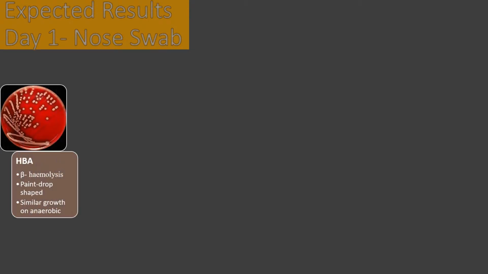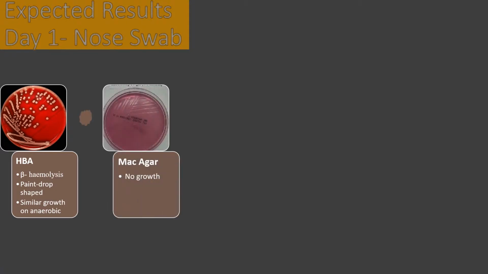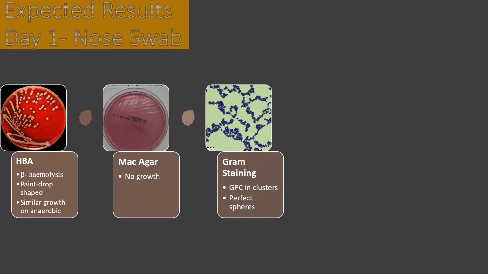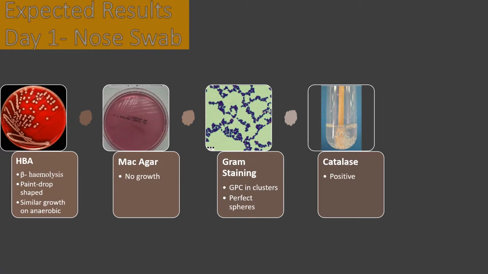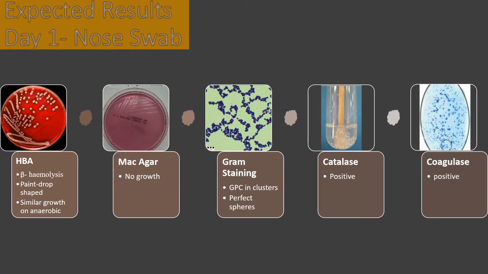For the nose swab culture results, we would see beta hemolysis on round paint-drop-shaped colonies on aerobic HBA and just about the same amount on the anaerobic. No growth on MAC, gram-positive cocci, which look like perfect spheres, catalase positive, indicating a staph species, which is why we performed a coagulase test to differentiate between Staph aureus and other staph. This came positive with coagulation clumping as seen. Then, to confirm Staph aureus existence, we performed a DNase test.